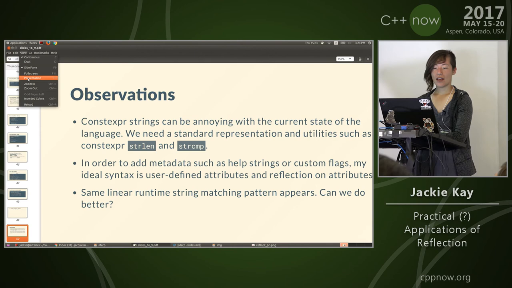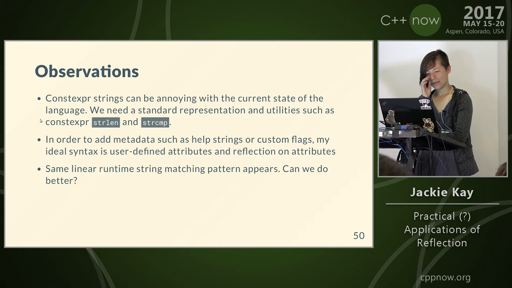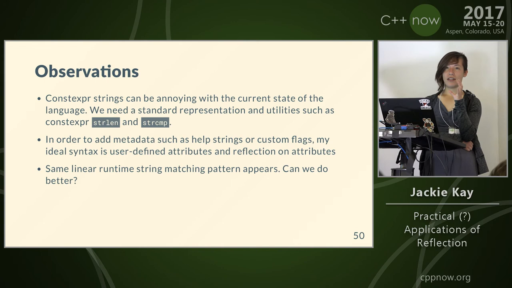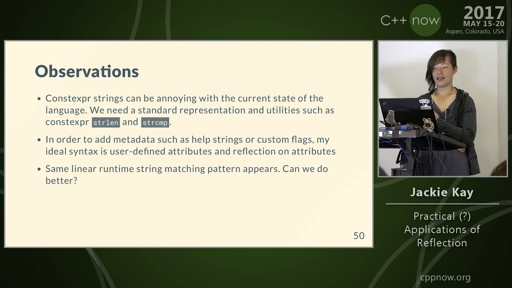Are there more points on this discussion? Okay, cool. So we touched on a lot of these points. I did want to point out that for this problem of program options, what I'd really like is to have attributes. I'd like user-defined attributes and reflection on attributes. I think this is another way to express information about our types that right now is a bit underserved in the language. If someone decided to write a paper about user-defined attributes, it would need to mesh well with reflection, and we would also want to add reflection on attributes.